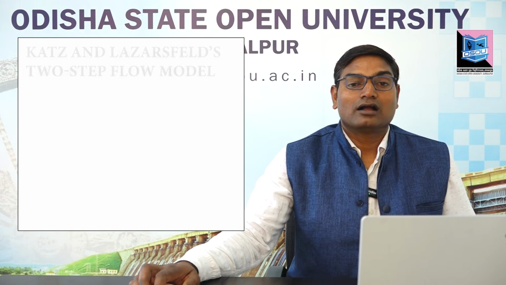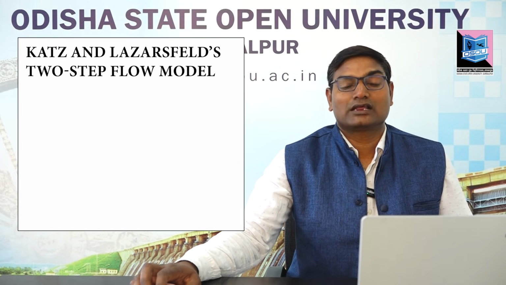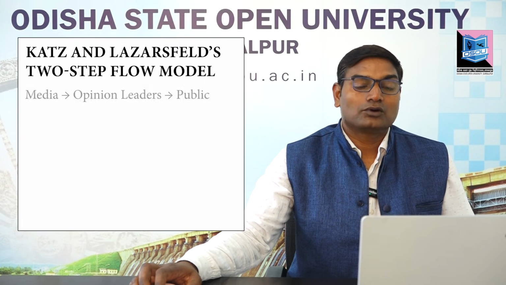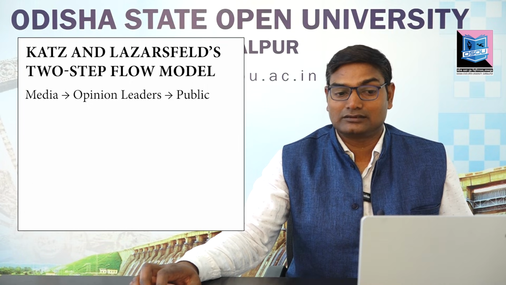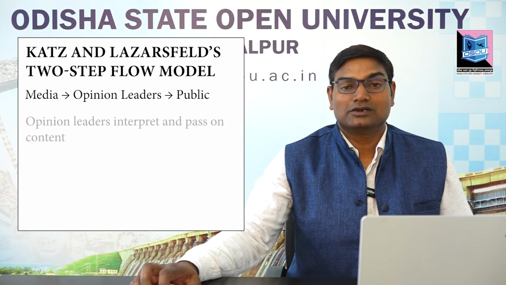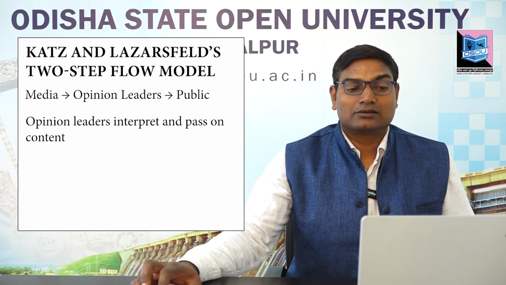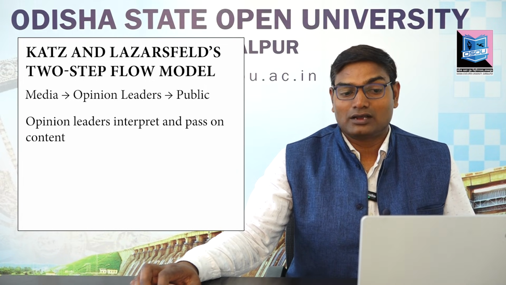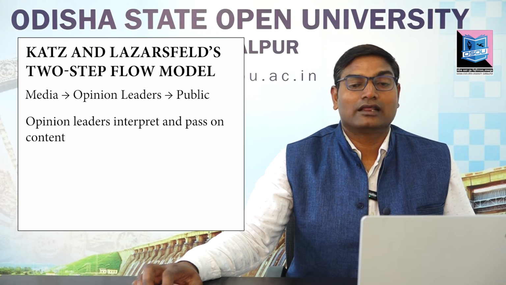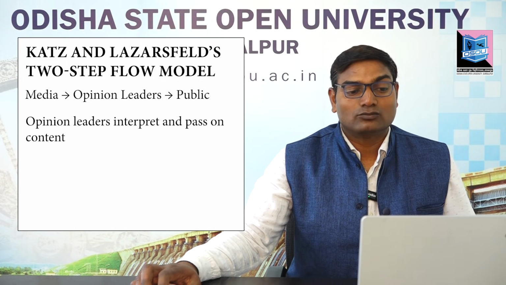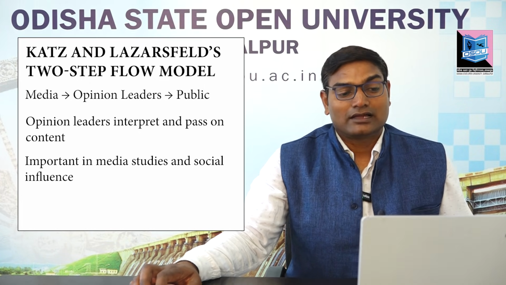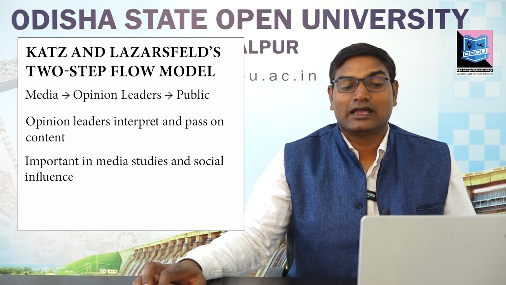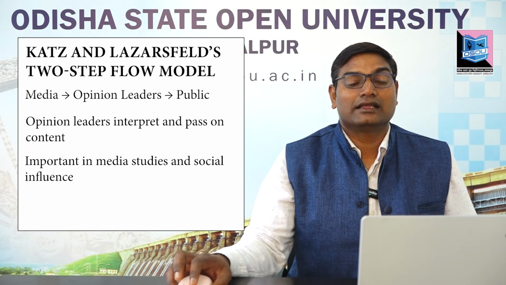Katz and Lazarsfeld's two-step flow model. This model proposes that media messages do not reach the public directly. Instead, they reach first the opinion leaders, who then interpret and pass on the information to others. Katz and Lazarsfeld introduced this model to explain how interpersonal relationships influence media effects. It emphasizes that communication is not always direct but mediated through key individuals.